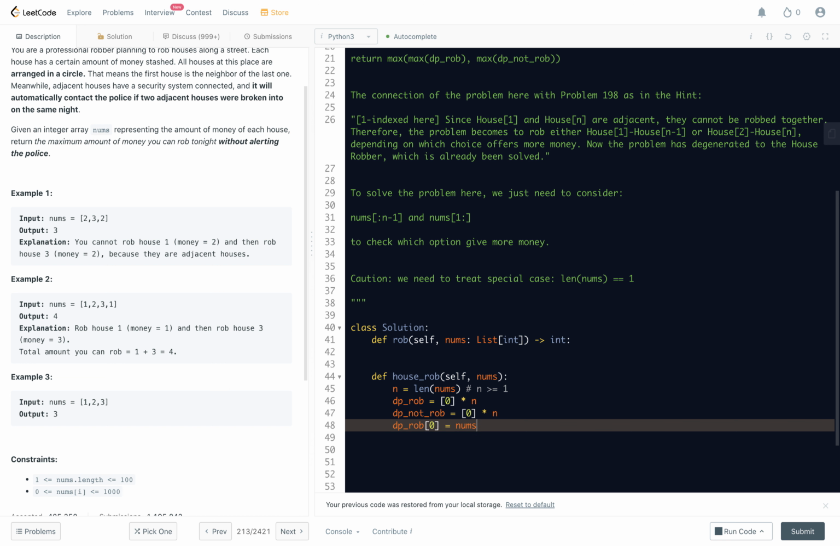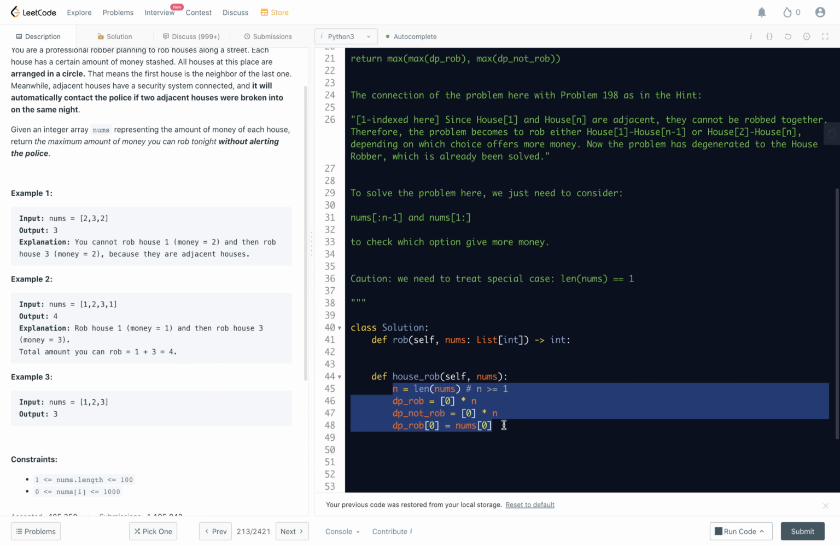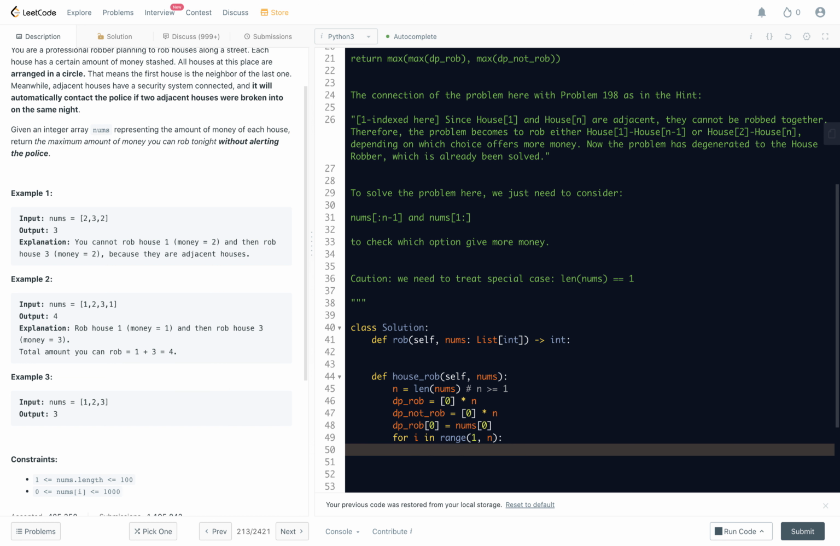And then we want to make some initialization. For example, dp rob 0 will be nums 0. And then we're going to do the iteration. So this first few lines finishes the preparation or initialization. Next we do the DP update or iteration. So for i in range, starting from 1 ending at n-1.